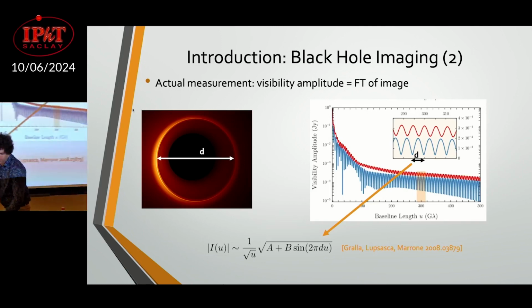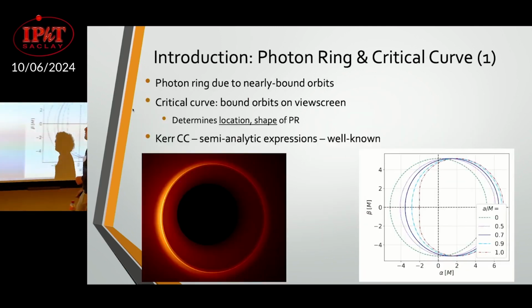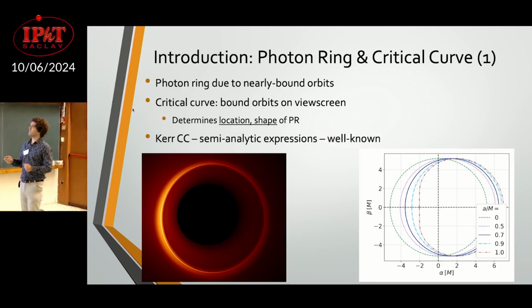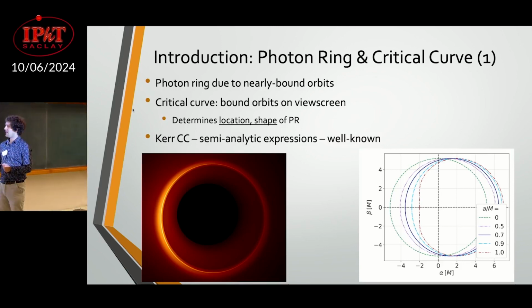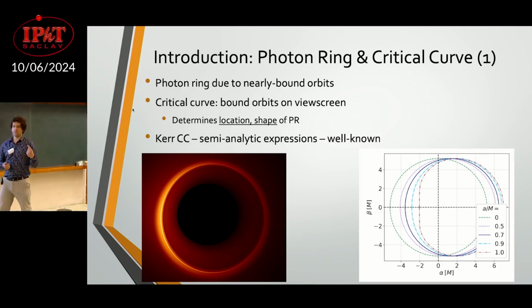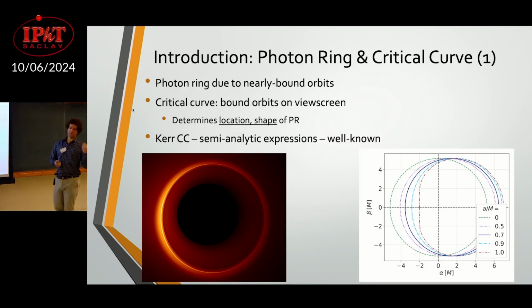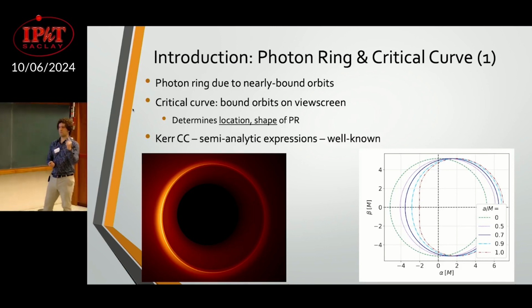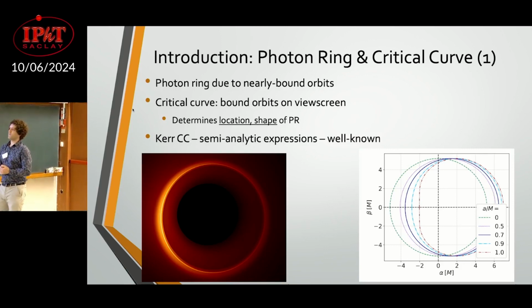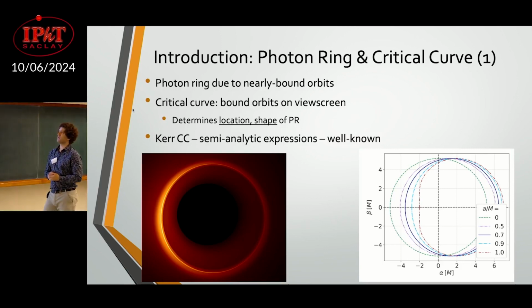Okay, all right, good. So where does the photon ring come from? Well, the photon ring comes from nearly bound orbits. Because we have a black hole, we know that light gets bent a lot, and light can even get bent so much that it can form bound orbits, which means that if you shoot the light exactly right at the black hole, it will stay orbiting the black hole forever. Which is of course completely crazy for us, because we're not used to thinking of light being bent in such a way.